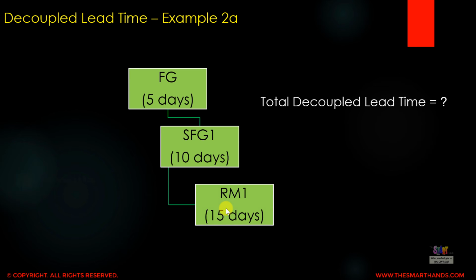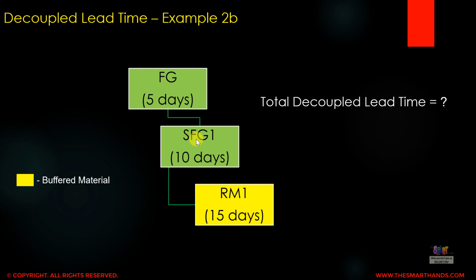But if we buffer material at this level, that means at the raw material level, if we activate the DDMRP for this product, then system will be always thinking that at this level stock is always available. Okay, so it will ignore the 15 days and think that stock is always available here. Now the decoupled lead time for finished goods will be only 5 and 10, that means 15. So before, let me show you previous slide, before it was 30.